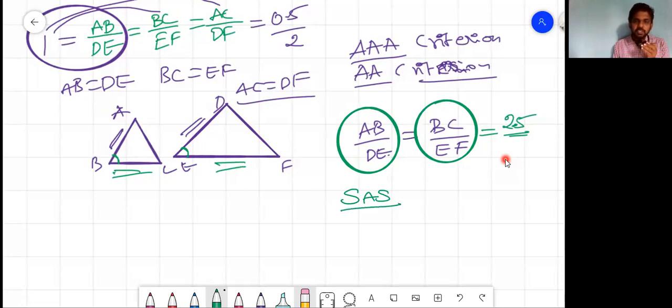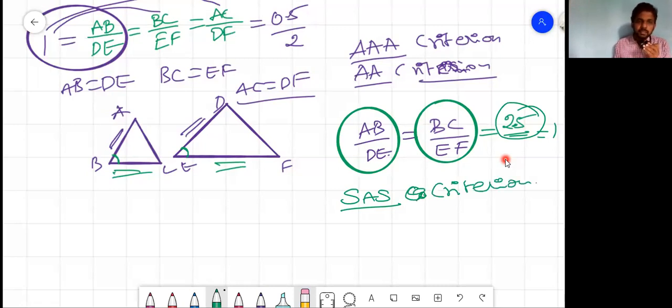Here the sides should be proportional. We cannot have the sides as equal, but the sides should be proportional, which means if I'm dividing the corresponding sides, I should get the same constant. What if the constant is equal to 1? Then it is congruency, right? So SAS criterion is my second criterion.